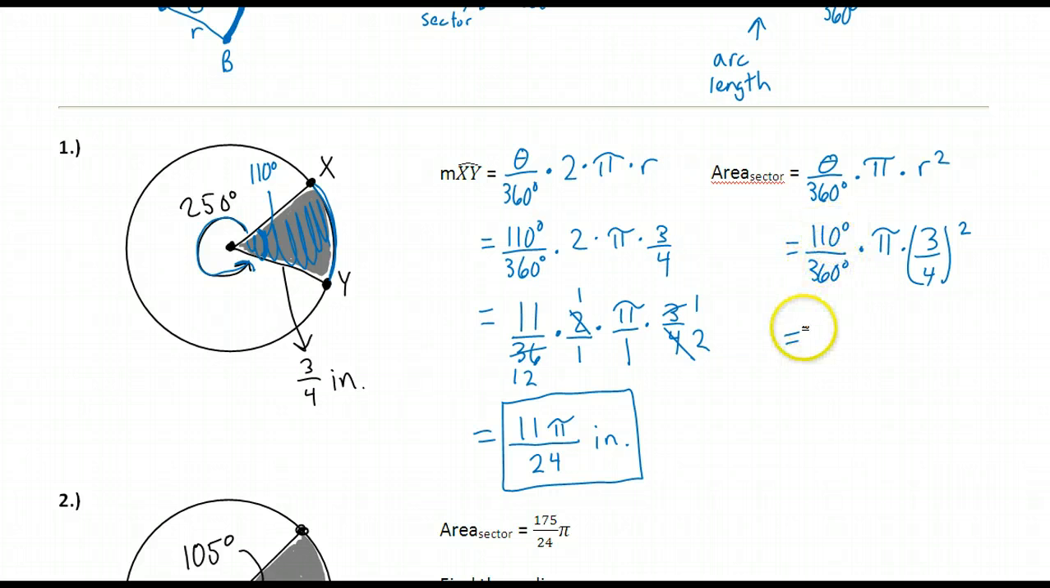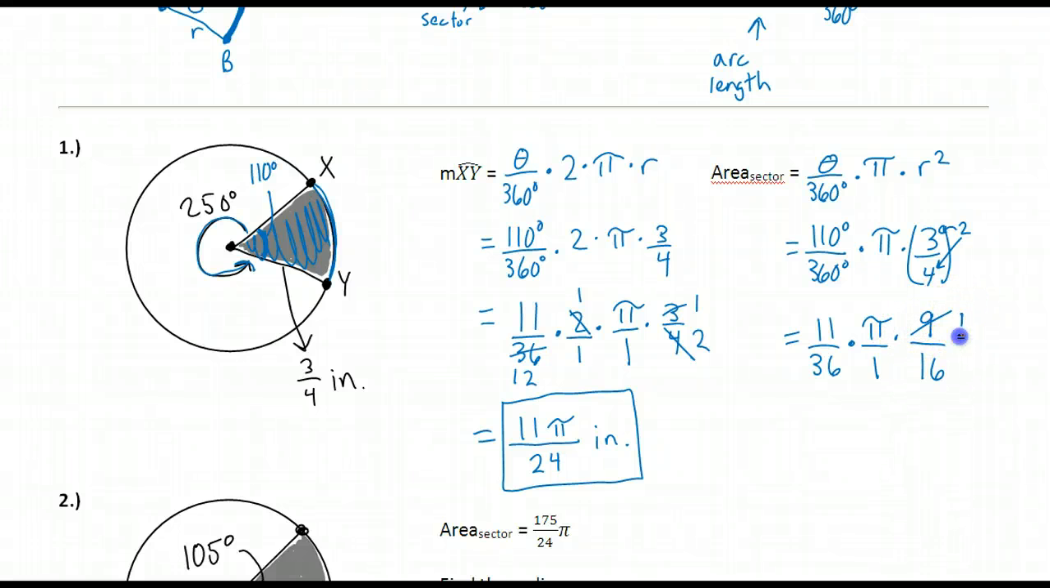110 out of 360 simplifies down to 11 out of 36 times pi times, well, I can distribute to my numerator and to my denominator, and I'll get 9/16. 3/4 times 3/4 is 9/16. I'm going to put pi into a fraction, pi over 1. Now any time that I have a number in the numerator and the denominator that can be reduced, I'm going to do that. Like 9 and 36.